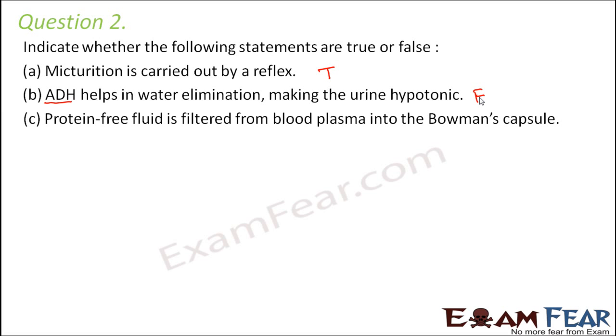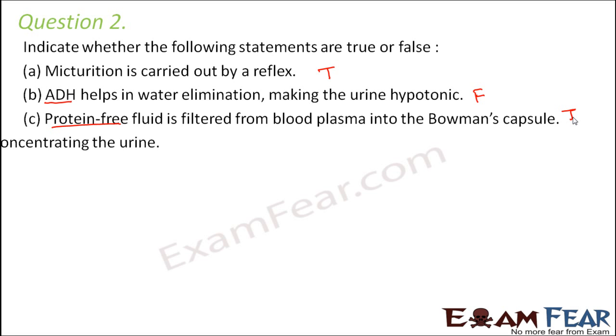Protein-free fluid is filtered from blood plasma into the Bowman's capsule. That is quite right, because the blood which enters the glomerulus gets filtered, and most of the plasma except the big sized proteins gets into the Bowman's capsule. That is why it is a protein-free fluid. So this is absolutely correct.